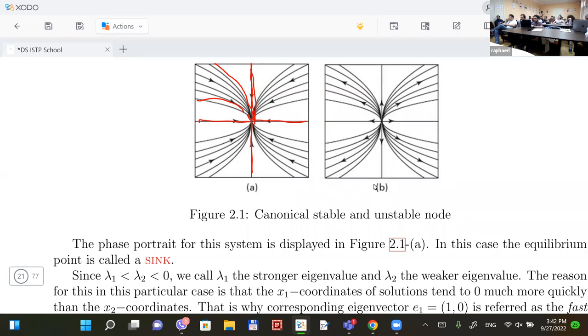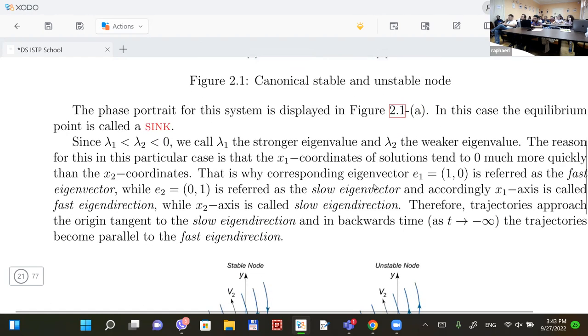For the unstable node, we just go in the opposite direction, and the unstable node is when both eigenvalues are positive. So what is important here? We saw that it is important which eigenvalue is larger or closer to zero. In this case we call lambda 1 the stronger eigenvalue. Why? You can guess: the solutions will go faster or slower. If lambda 1 is less than lambda 2, the exponential function will go faster. So if you are on that axis, you will approach zero faster than on the other.